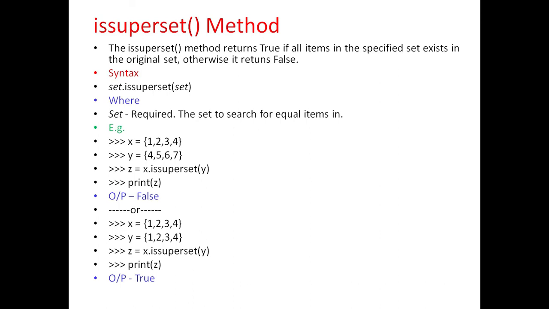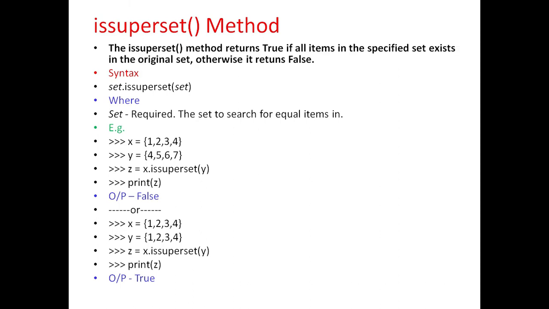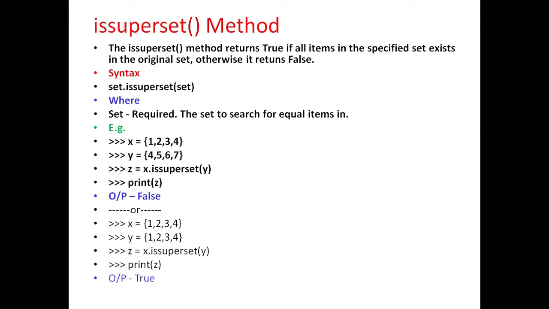Next is issuperset. The issuperset method returns true if all the items in the specified set exist in the original set, otherwise it returns false. General syntax is set.issuperset(set), where set is a required parameter. For example, if set x is defined with elements 1, 2, 3, 4 and set y is defined with elements 4, 5, 6, 7, and if we use the command z = x.issuperset(y), and if we print z, it will give the output false.